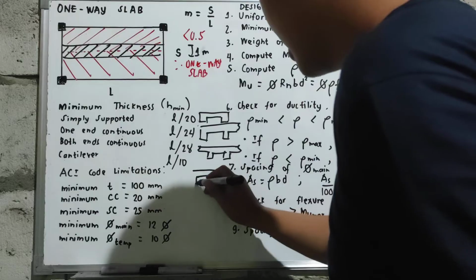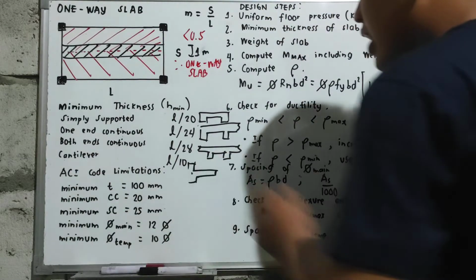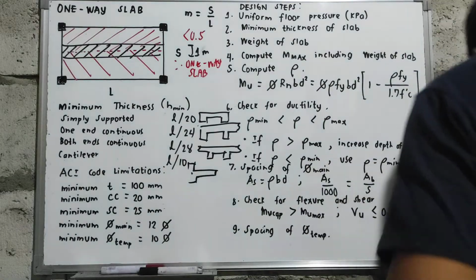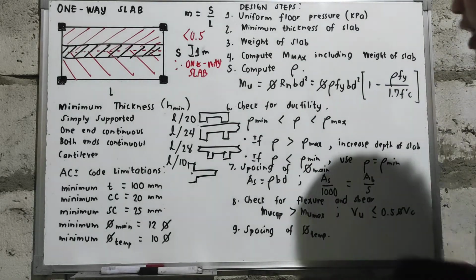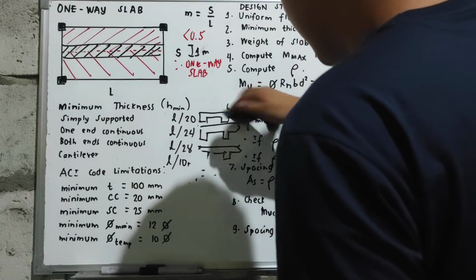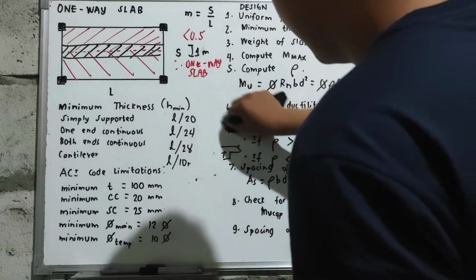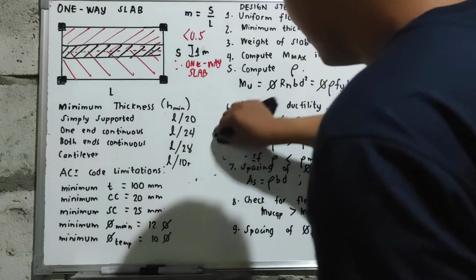So pag ganito lang tayo kapag cantilever. Ayan. So that is L over 10. So that will be yung minimum thickness natin na gagamitin natin later sa pag-solve ng minimum thickness ng slab natin in computing for the reinforcement. So mamaya gagamitin natin yung mga yan.